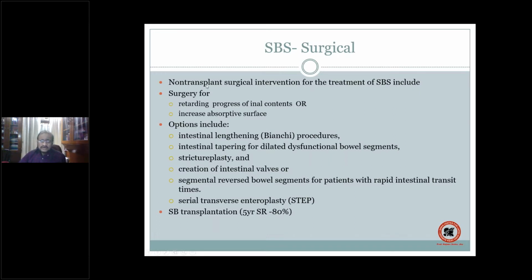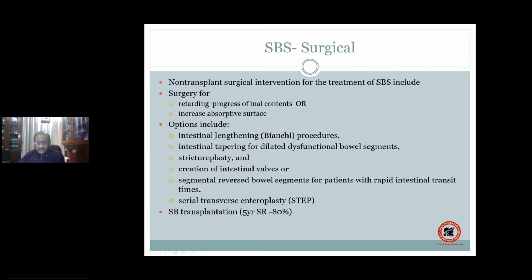As far as non-transplant surgical intervention is concerned, basically what is at fault? Either the bowel has decreased in length or in amount. So that means there is a decreased length of small bowel remaining. And number two, you can either increase the length or increase the amount of contact between the lumen and the wall of the bowel. So, retarding the progress of the intestinal contents or increasing the absorptive surface.